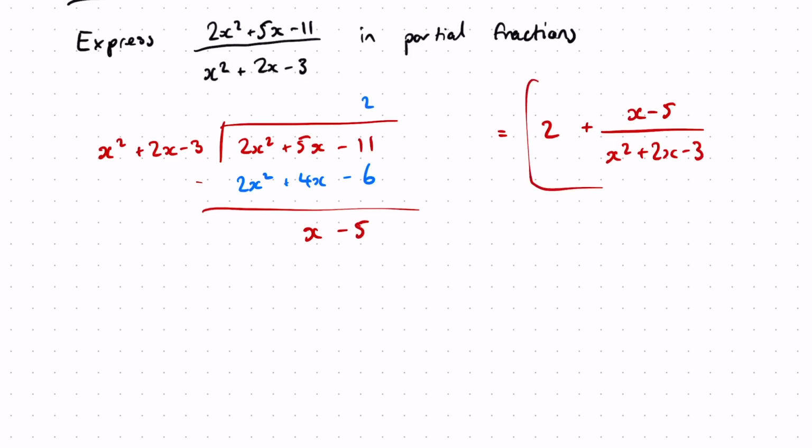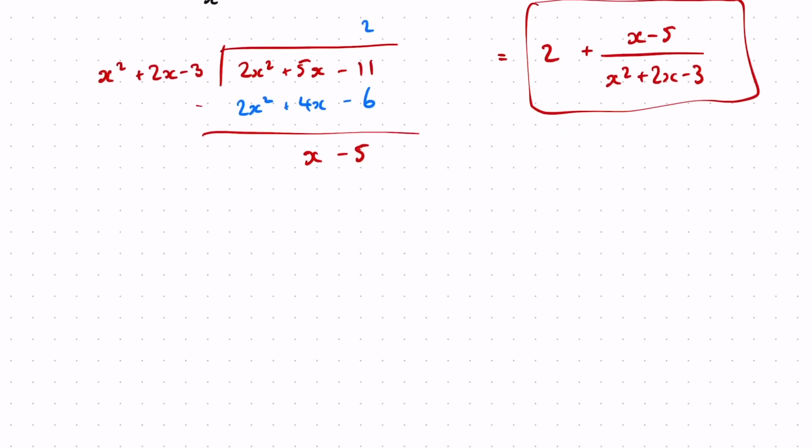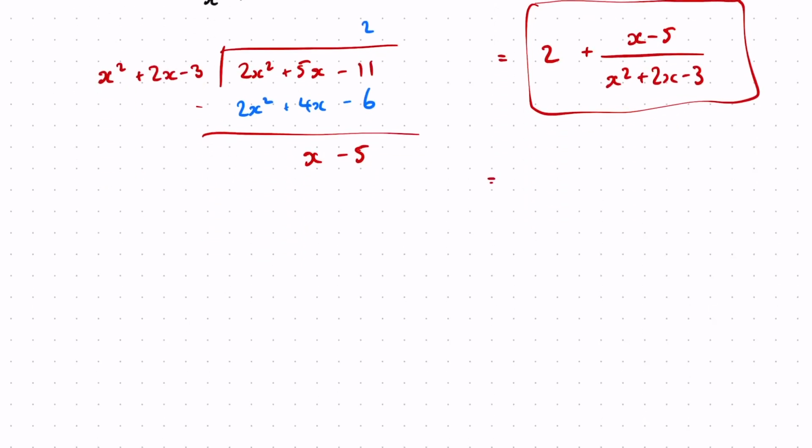Okay, now that I have it like this, I can express that as partial fractions. However, you'll notice that the quadratic on the bottom isn't in brackets. So the first step is to factorize that quadratic into double brackets. So that's going to give me 2 plus x minus 5 over, well, x plus 3 and x minus 1. Now that I have it like this, we can split this into its partial fractions.